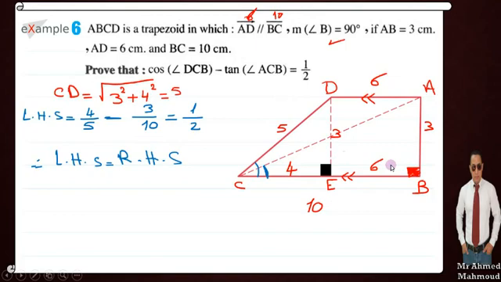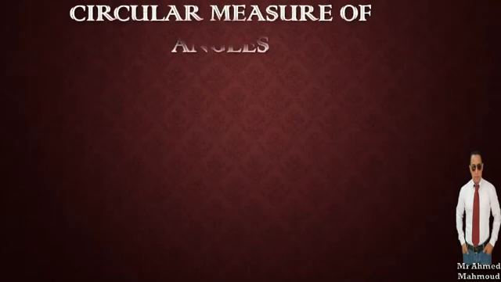Now I'm going to teach you a new measurement of the angle, called circular measurement. What is circular measurement? Every unit includes its parts. For example, the length unit includes kilometer, and its parts are meter, decimeter, centimeter, and so on. If we measure weight, it includes ton, kilogram, gram, and so on.